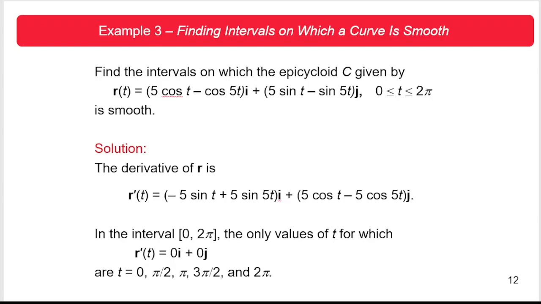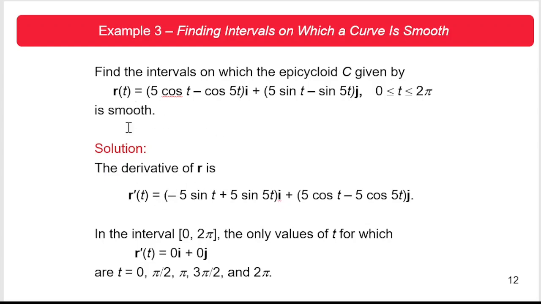Okay, as an example, we need to find the intervals on which the epicycloid C given by this equation, r of t is 5 cosine t minus cosine 5t times i plus 5 sine t minus sine 5t times j, where t is from 0 to 2 pi, is smooth. So to find the intervals on which this epicycloid C is smooth, we need to find the first derivative of this vector valued function.